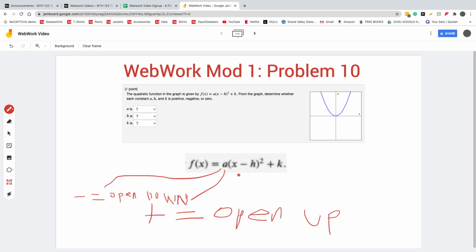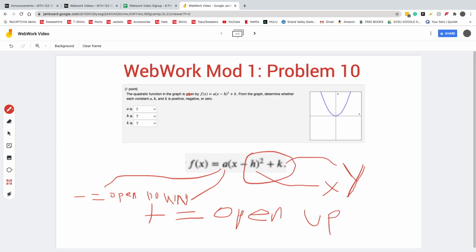Okay, and then for this part, we're just looking for this H and K. We're looking at just the vertex, which is right here on this equation. So H is the x value of the vertex, and K is the y value.